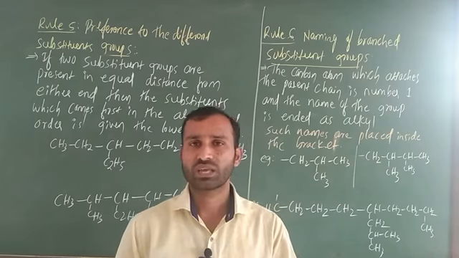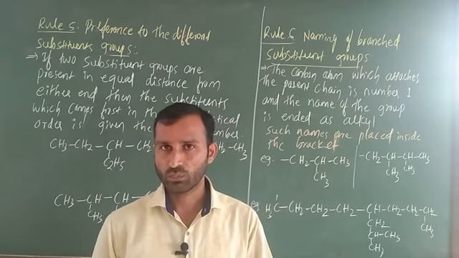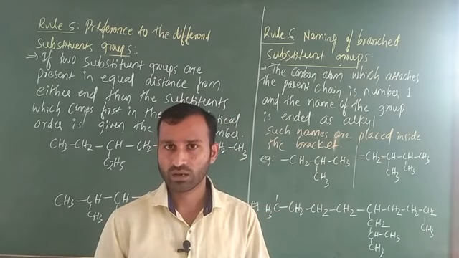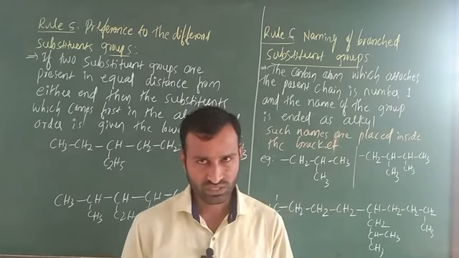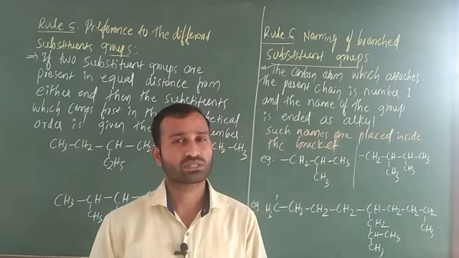Rule 1 indicates the parent chain. We must select a parent chain in a given compound. The second one is the lowest sum rule.